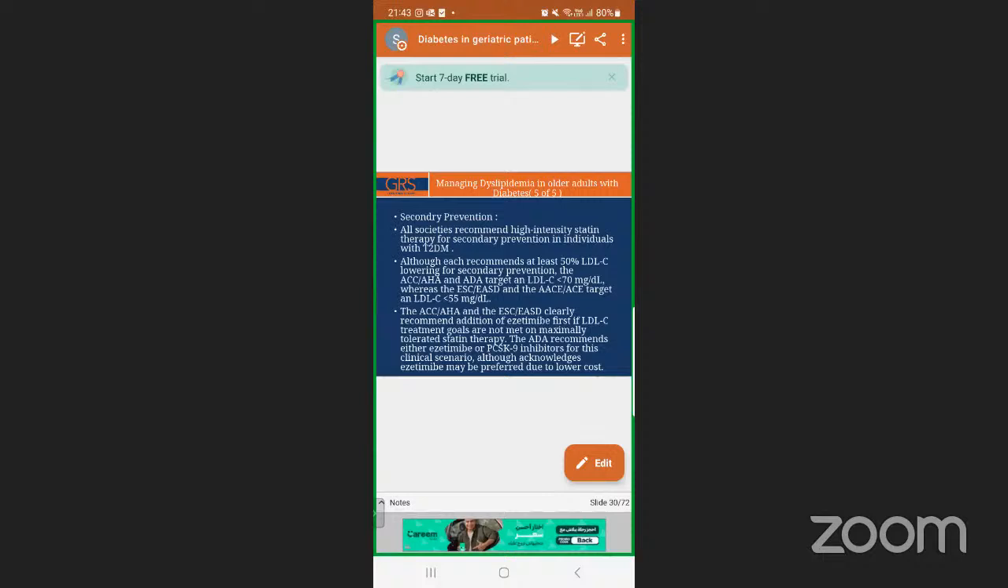As regards aspirin, all societies support use of aspirin 75 to 162 milligram per day for secondary prevention of atherosclerotic cardiovascular disease in patients with type 2 diabetes. The recommendations for aspirin for primary prevention are more controversial, although most societies recommend against the routine use of aspirin in primary prevention due to the adverse effects of aspirin and the increased risk of GI bleeding, especially in older adults. The American College of Cardiology, the ADA, and KDIGO guidelines suggest that low-dose aspirin may be considered for those at elevated atherosclerotic cardiovascular disease risk who are not at increased risk of bleeding.